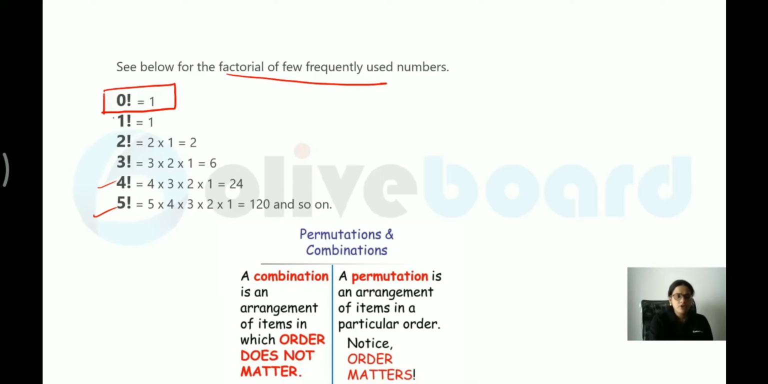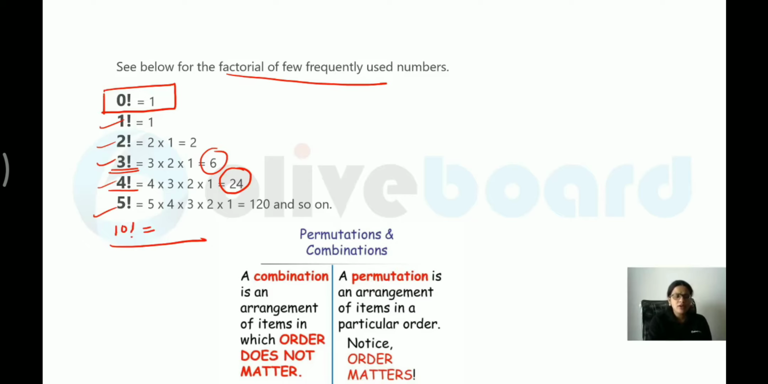But from 1 factorial onwards, I think you can calculate all these values, or it is better if you remember them for quick calculation in the exam. So 1 factorial is 1. When I am talking about 2 factorial, it is 2 into 1. When I am talking about 3 factorial, 3, 2, 1, so you will be getting 6. Then 4 factorial, 4, 3, 2, 1, you will be getting 24. Likewise, remember all the values at least till 10 factorial. They are very important for the questions.